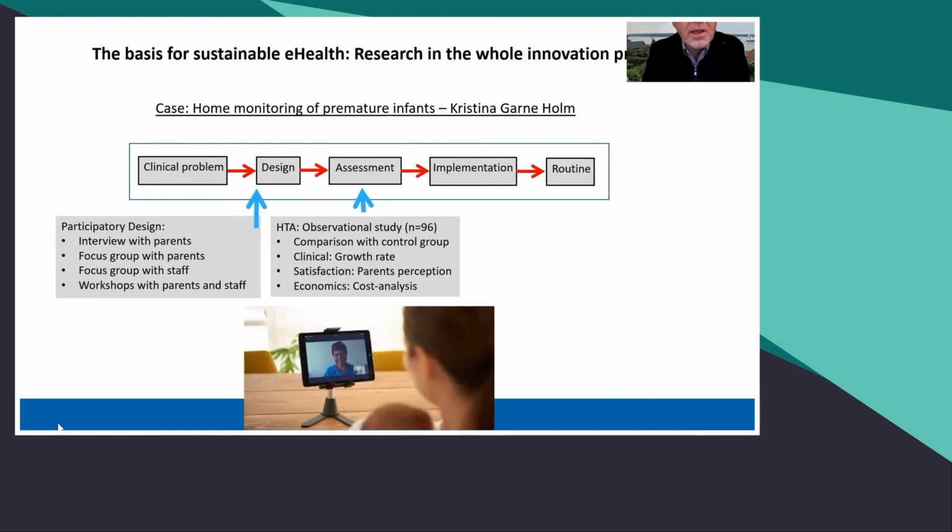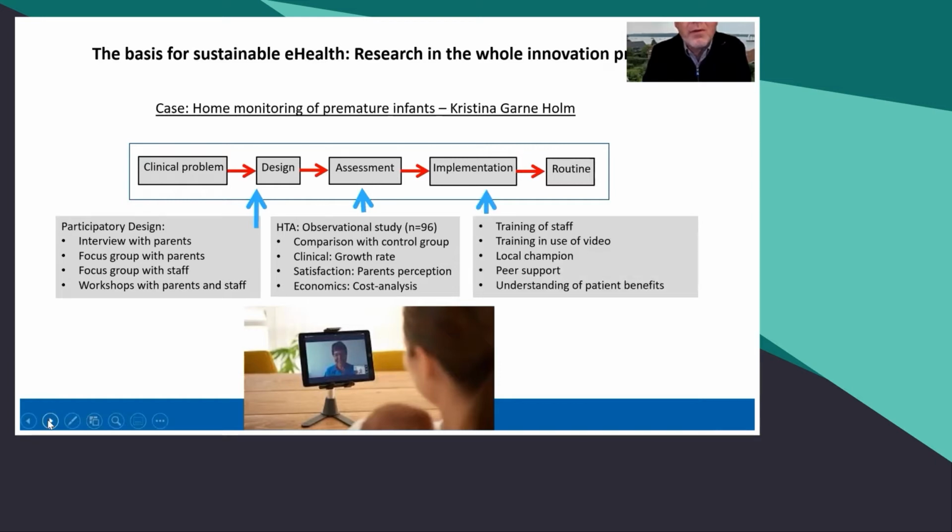And we could see that the growth rate of these children was the same as when they were in the hospital, but the families were very glad not to have to stay in the hospital and to separate the father and the mom. Actually they could all stay at home together with other children and help the baby. And it was also very cost effective because we saved lots of money on not having the families in the hospital. And if you go to the next slide, they were ready for the implementation.